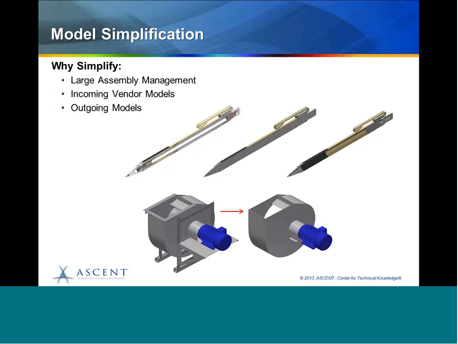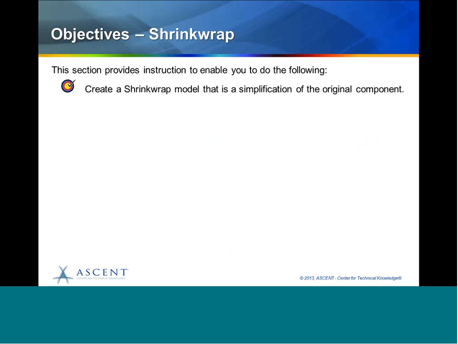And the same holds going out. If you're selling data or models out to customers, you might want to send models to them, and again, you want that to be a lighter weight model. You don't want to give away all the proprietary design information, so you can simplify the model so that you're giving people what they want, but not giving away everything. So that's the high level of why we simplify.